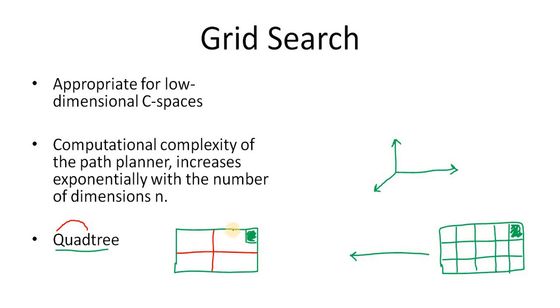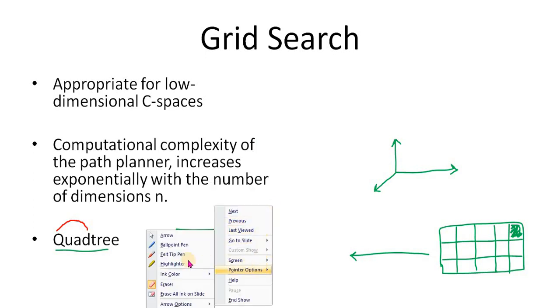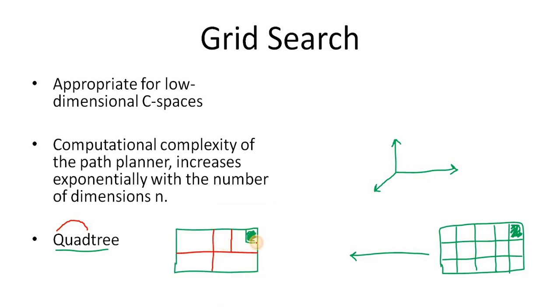Now we divide this cell again into 4 equal cells. And again we look where the obstacle is located. So from here we have divided it into 4 cells, and then we see again which cell has the obstacle, and we divide this cell again into 4. So that's why it's called the quad tree.